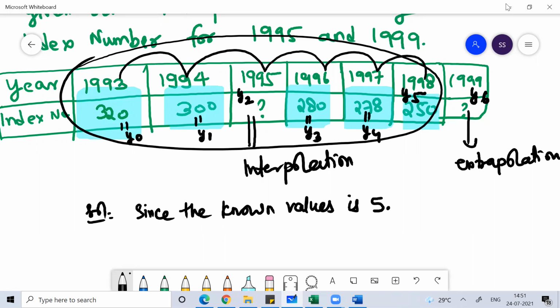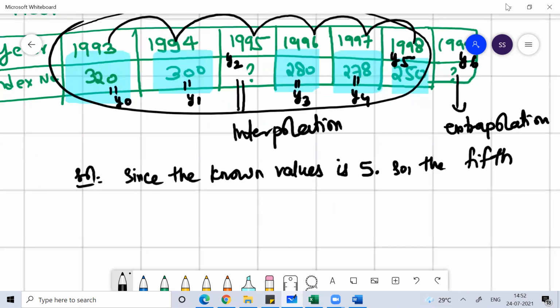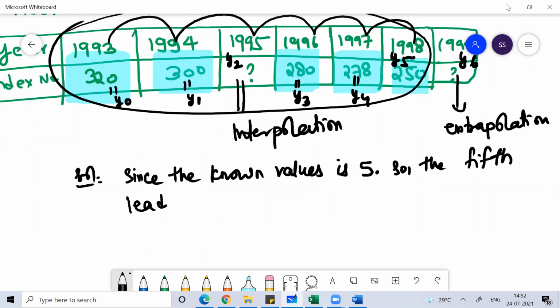Since the known values is 5, so what you write? The fifth leading difference will be 0. So after that, what you do? Write the fifth leading difference. Since the known values is 5, so the fifth leading difference will be 0.